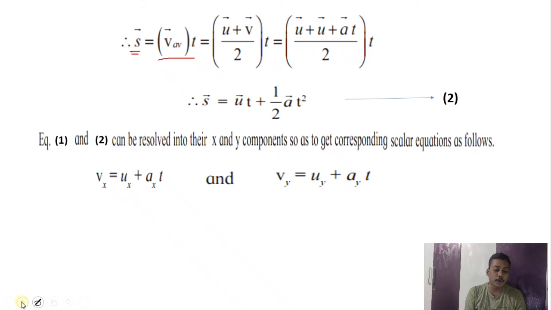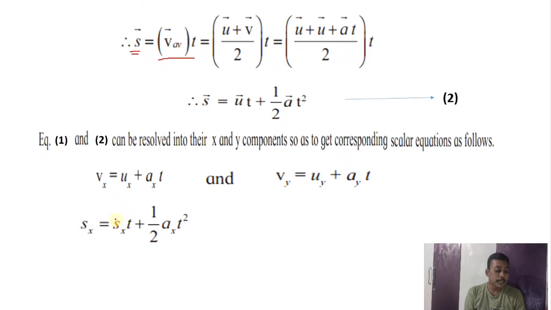Similarly, for the y component, vy is equal to uy plus ayt. Here vy is the y component of final velocity, uy is the y component of initial velocity, and ay is the y component of acceleration, into t. Now, equation 2 can be written in terms of its components.